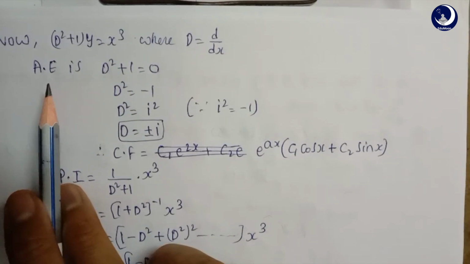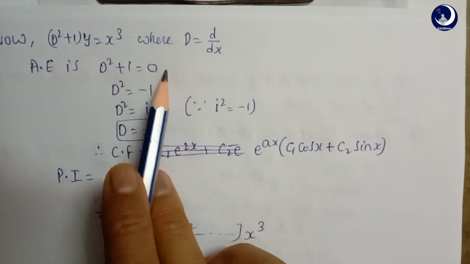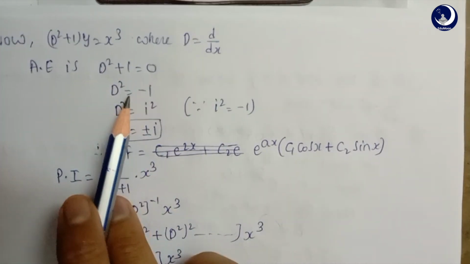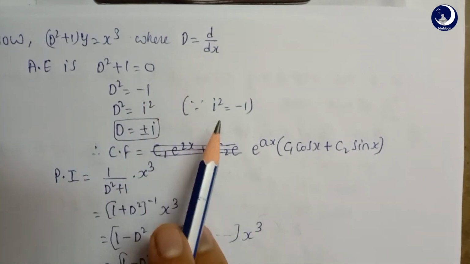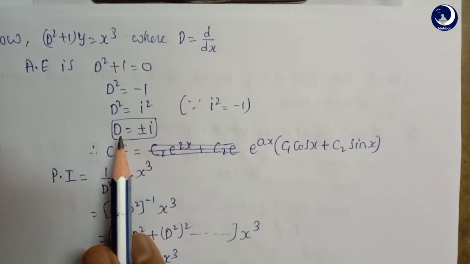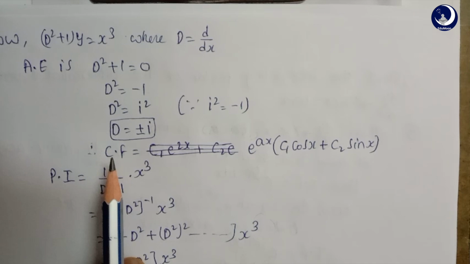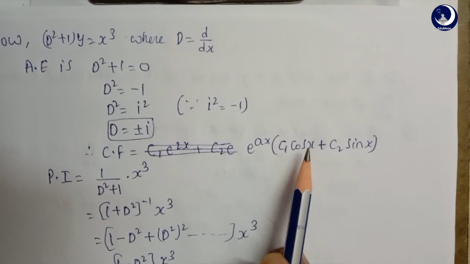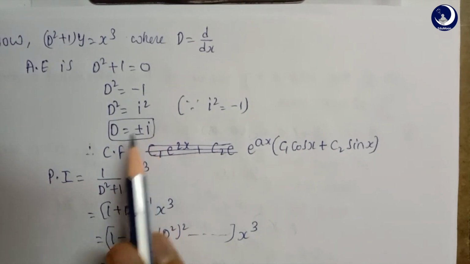Now we find the auxiliary equation, which gives the roots. The auxiliary equation is D squared + 1 = 0. Then equating, D squared equals -1. We already know in complex theory i squared equals -1, so I replace -1 with i squared. I get D equal to plus or minus i. So here the complementary function is e to the power ax into (c1 cos x + c2 sin x), because here we got i.